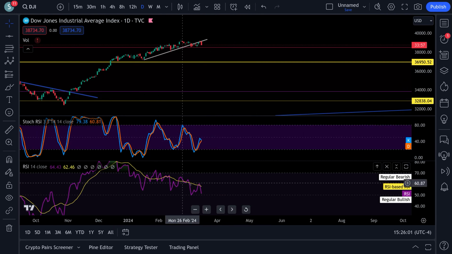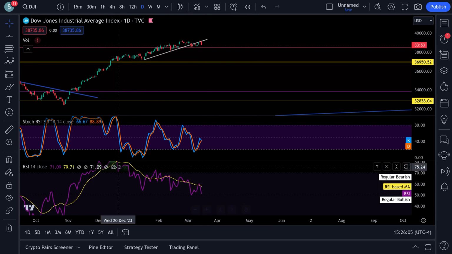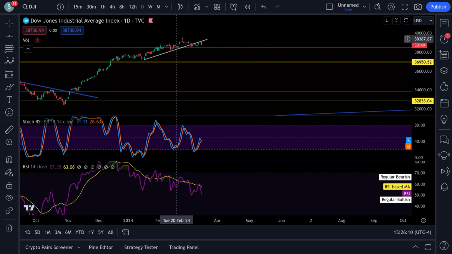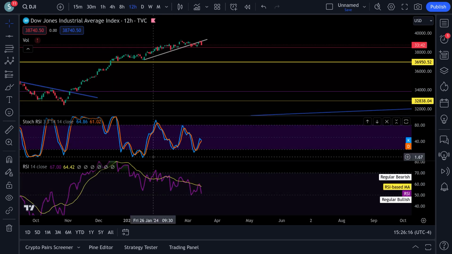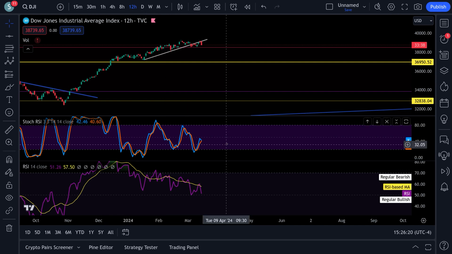Lower highs the whole way up. You had higher highs in price, bearish divergence, lower highs the whole time. It's been building up. This drop's been just building up and building up. Even on the weekly, no, we didn't have bearish divergence on the weekly there. The 12-hour, not bearish divergence the whole way. You look at it, it's rolling over.